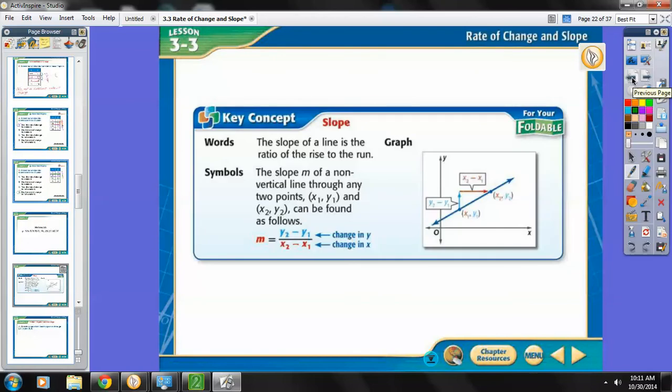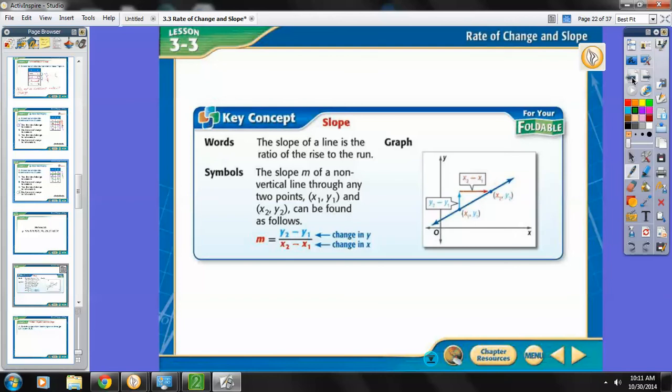When we talk about slope, we're talking about the rise and run of a line. The slope of a line is the ratio of the rise to the run. Have you heard of rise over run before? Yes. Rise over run. Today our focus is not on finding slope from a graph, but instead of finding slope from ordered pairs. You need to write that down.